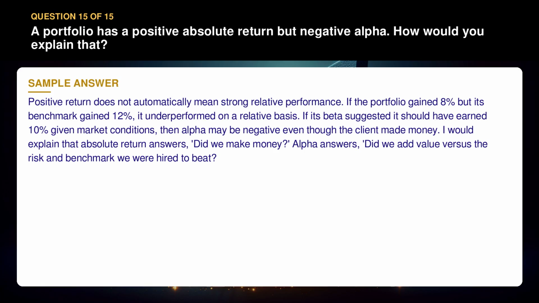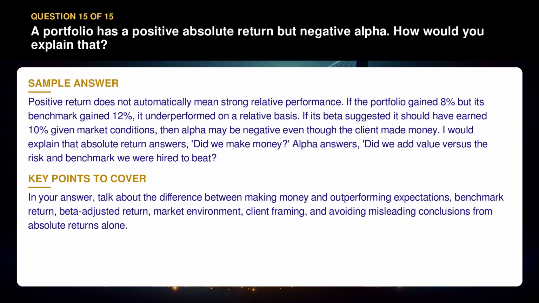client made money. I would explain that absolute return answers, did we make money? Alpha answers, did we add value versus the risk and benchmark we were hired to beat? In your answer, talk about the difference between making money and outperforming expectations, benchmark return, beta-adjusted return, market environment, client framing, and avoiding misleading conclusions from absolute returns alone.